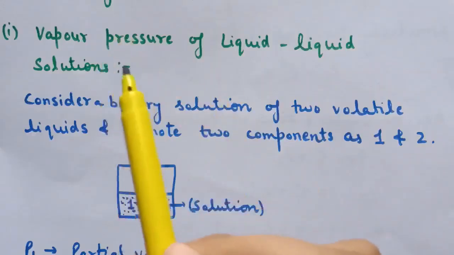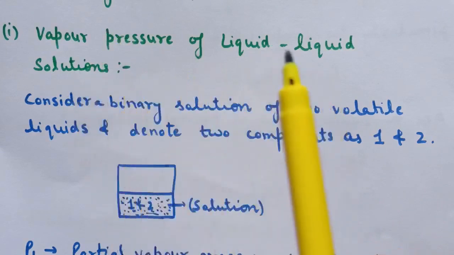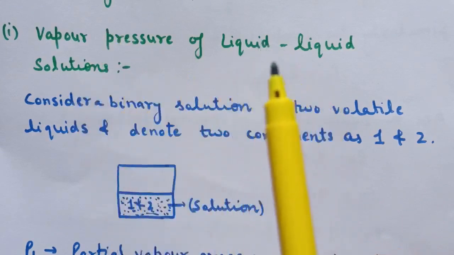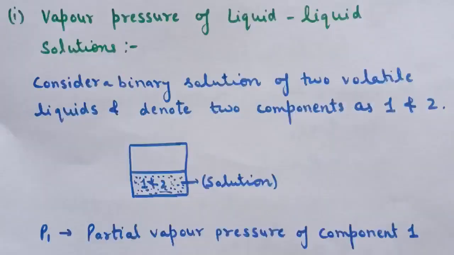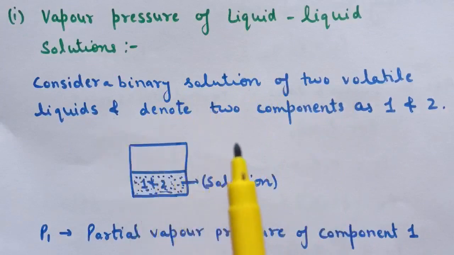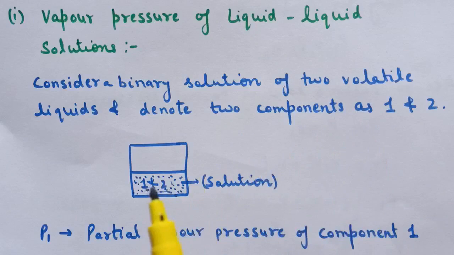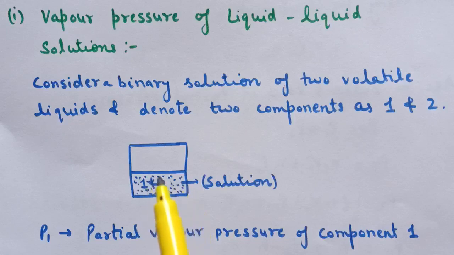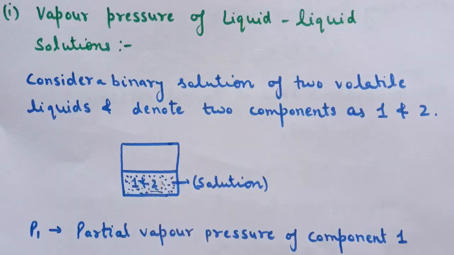Now first is vapor pressure of liquid-liquid solution. So here solute is liquid and solvent is also liquid. Here we are considering a binary solution in which two volatile components are there, and these two components are denoted by 1 and 2. Here components 1 and 2 are taken in a closed vessel. Both the components would evaporate and eventually an equilibrium would be established between vapor phase and the liquid phase.